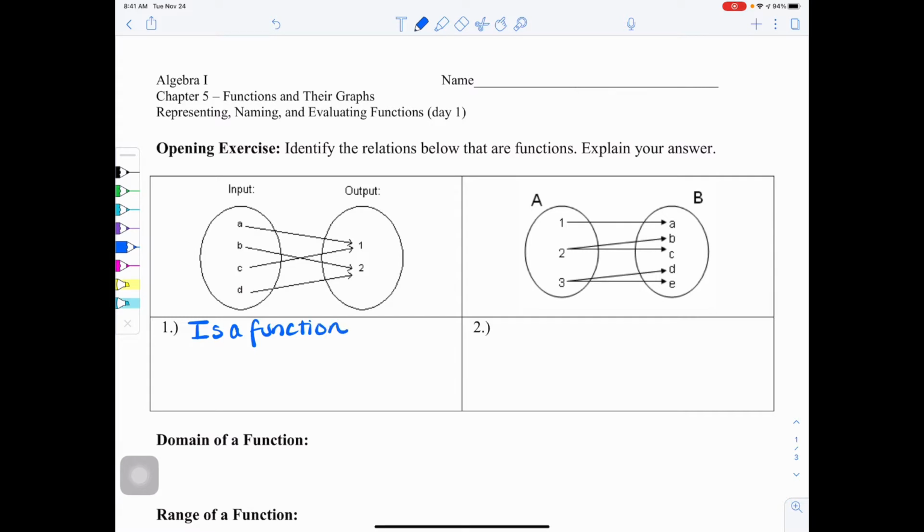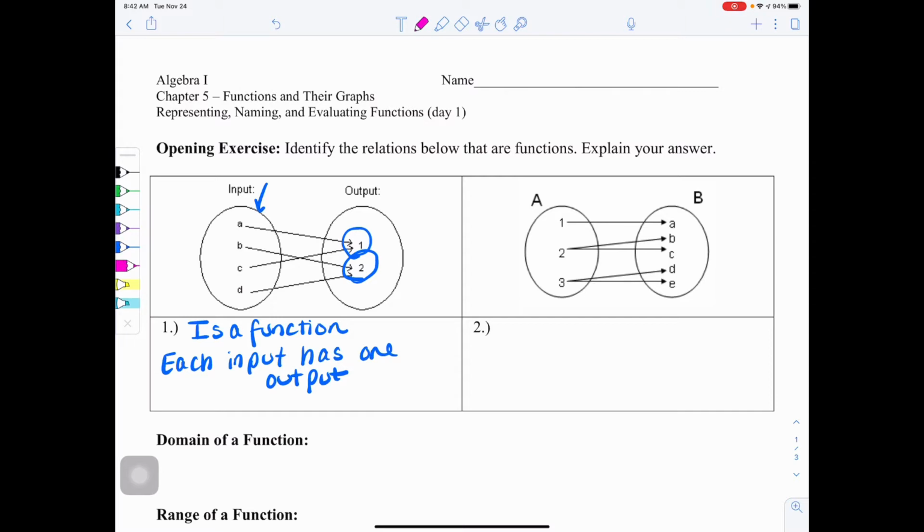When I have to explain my answer, I would say each input has one output. So if I'm looking at this diagram above and I'm looking at the input circle, there is only one line coming off of every single input. It does not matter that there are two lines going to 1 or two lines going to 2. We are only concerned with one line coming from each element of the input.